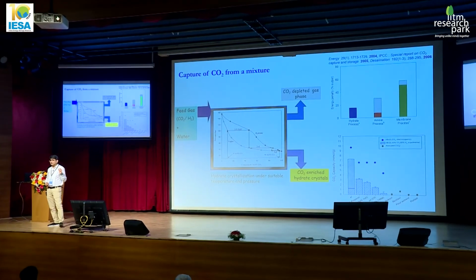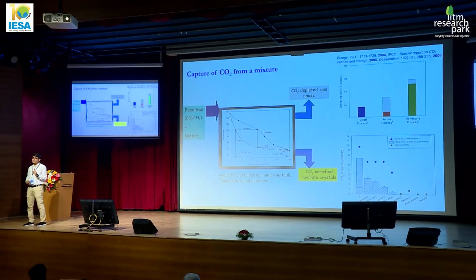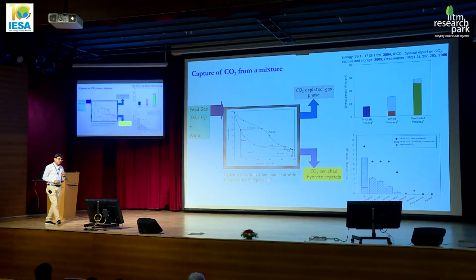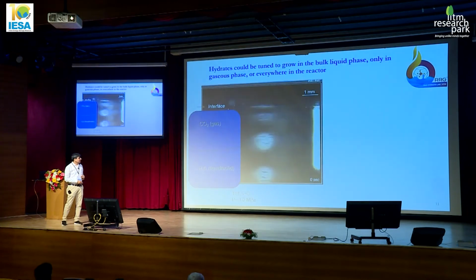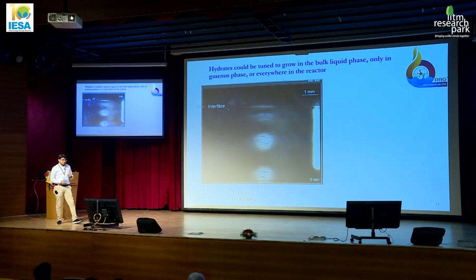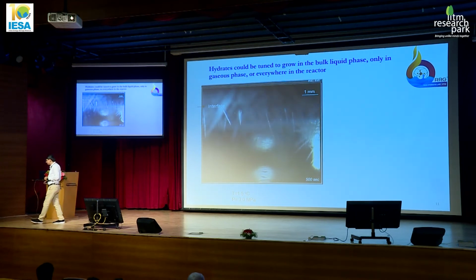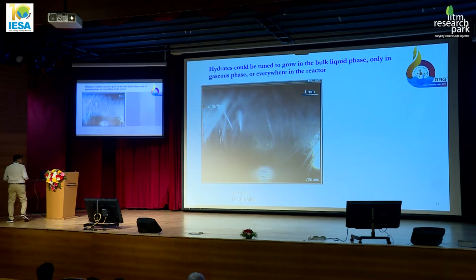However, the hydrate process works better when you have more than 20% of CO2. If you have less than 20% of CO2 in a gas mixture, it's better to go for a chemical process. Now the question is, when we talk about a crystallization process, it's always slow. You have to worry about nucleation and growth of the crystals. This is where we have done a significant amount of work in the last 10 years. We have looked into how to enhance the rate of nucleation and growth of hydrate.